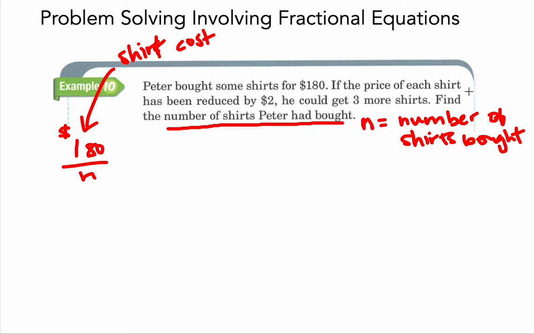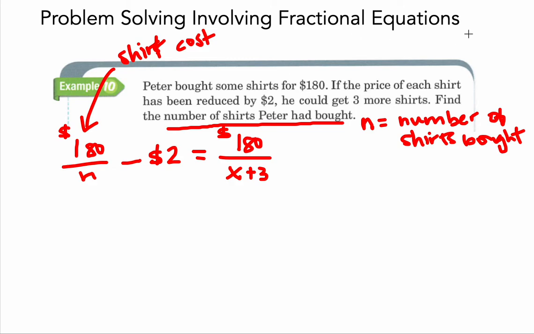Now they're saying if the price of each shirt had been reduced by $2, he could get 3 more shirts. So this is the original shirt cost. They're saying if we reduce, subtract $2, he could get 3 more shirts. So we're just talking about the shirt cost. This is the normal shirt cost. Subtract $2, we would get a new price for each shirt. Still $180 total. If we wanted to figure out the new price after he bought 3 more shirts, we would just take 180 and divide by 3 more shirts, which would be a lower cost.